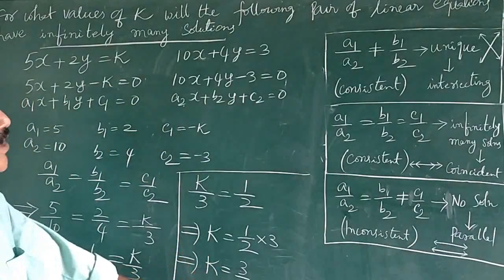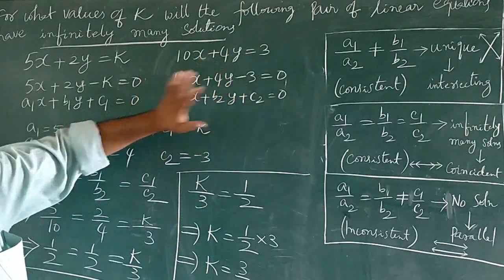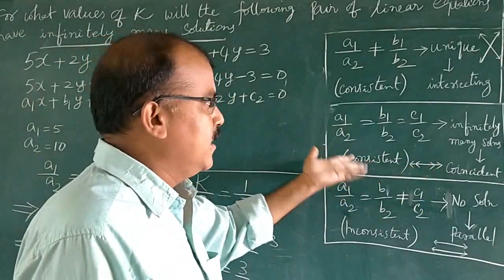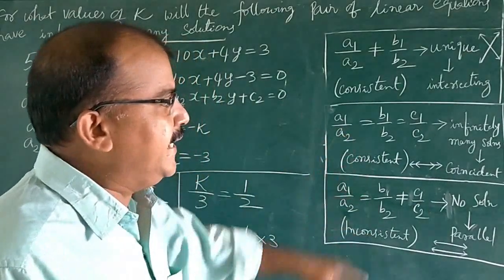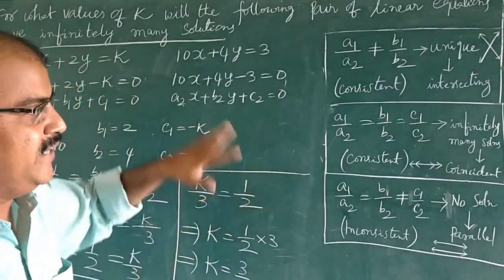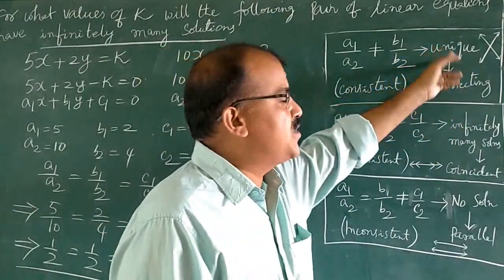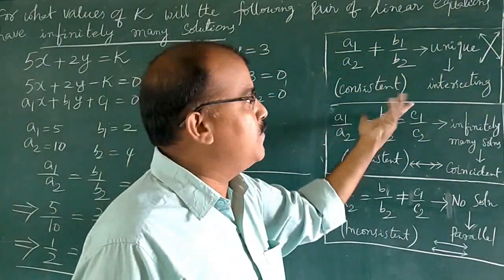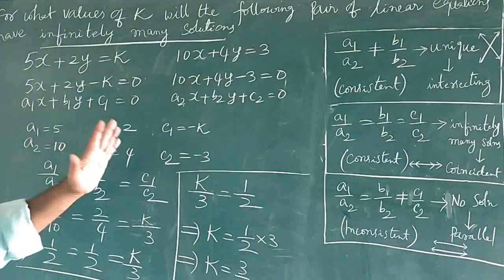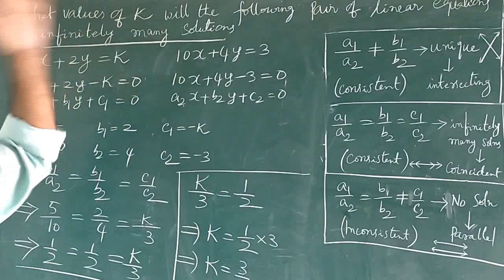If k is equal to 3 by 2, then this pair of linear equations is satisfying infinitely many solutions. You can say consistent also. Infinitely many solutions, you can say those lines are coincident lines. If it is infinitely many solutions, coincident lines. If it is a unique solution, intersecting, consistent. Sometimes they may ask like that also. Be careful. So here, if k is equal to 3 by 2, we can say this pair of linear equations has infinitely many solutions.